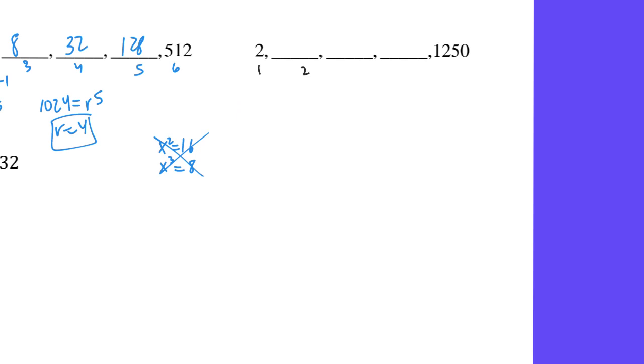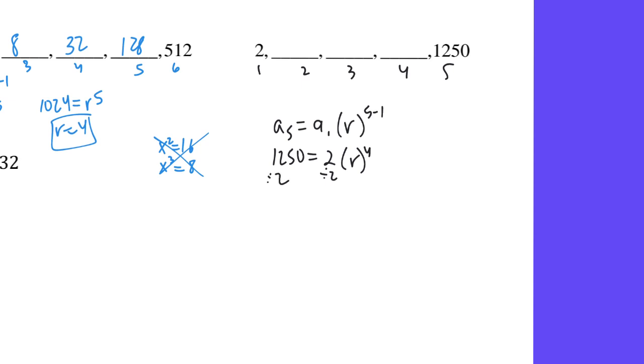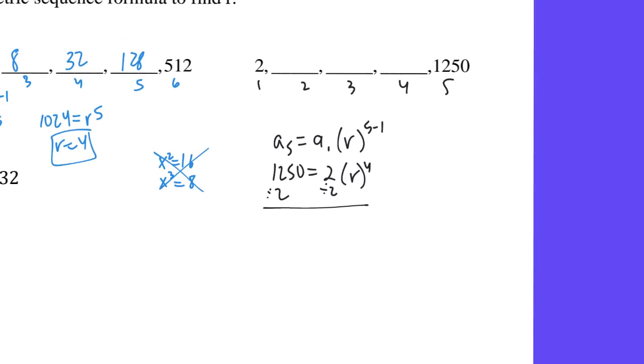So this is step 1, 2, 3, 4, and 5. Again, with geometric means I was looking for a product or a ratio between each one. So if you find the product, you get from one term to the next. So a sub 5 is equal to the value of the first term times the ratio to the 5 minus 1. So the value of the fifth term is 1,250. The value of the first term is 2. And r to the fourth. Okay, divide by 2 first. Half of this is going to be 625.